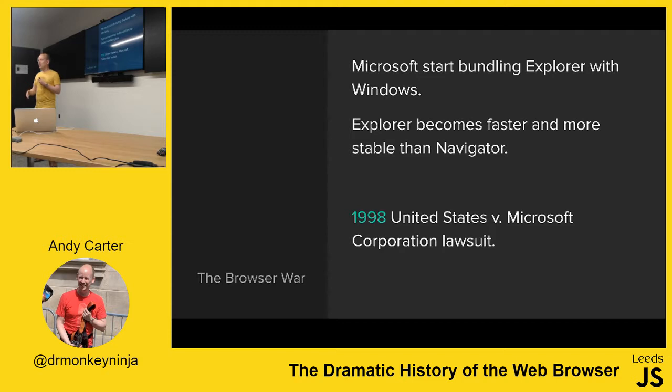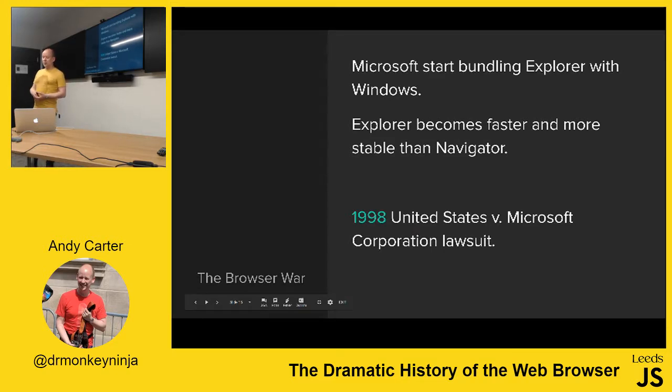So as the 90s progress, we start to see another change in that Microsoft start bundling Explorer with Windows. So up to now, if you wanted a copy of Internet Explorer, you would have had to have gone and obtained a copy, much like you would with Navigator. But this started to change around now, and Microsoft started actually putting it as part of the Windows operating system. So its adoption started to spread more rapidly.